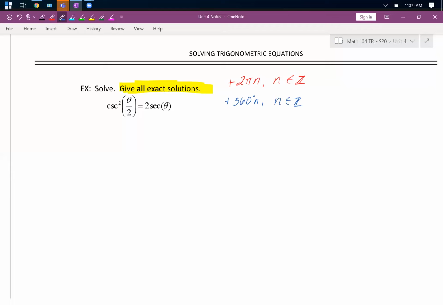But good idea, and that's some of the things we have to do. I just have to try some ideas and see if it gets us somewhere, and if not, then we'll try something else. Well, what kind of trig functions do we have half angle formulas for?